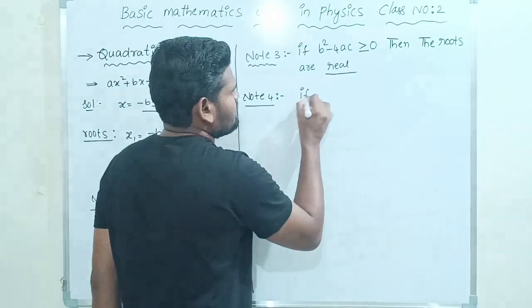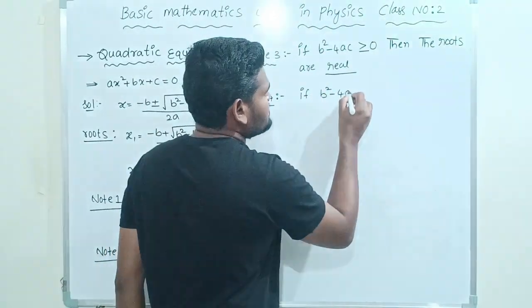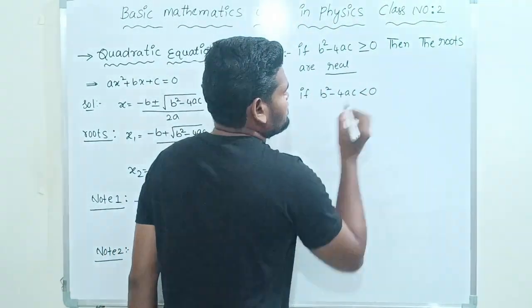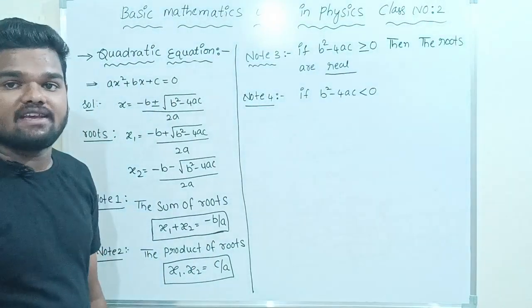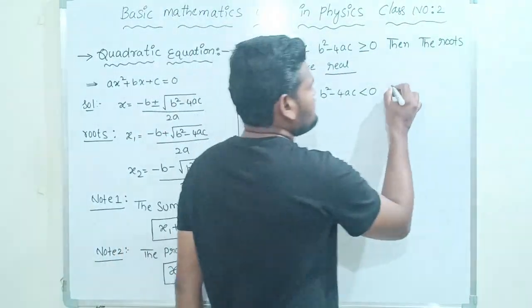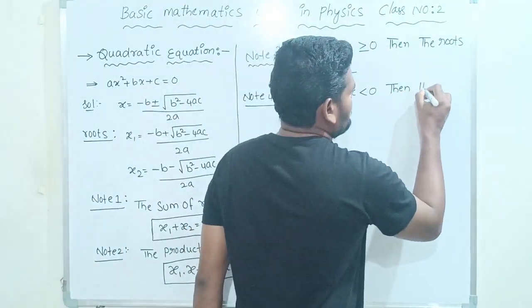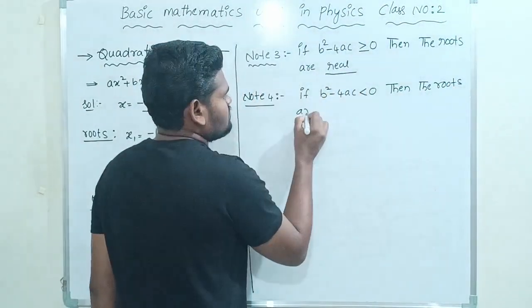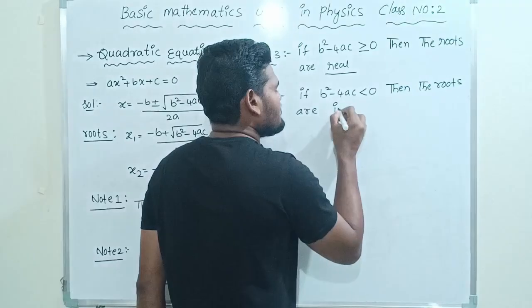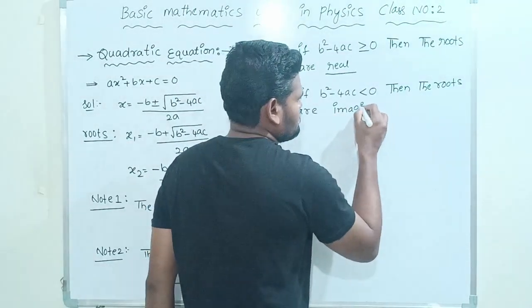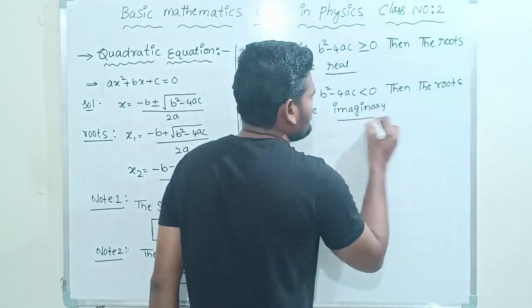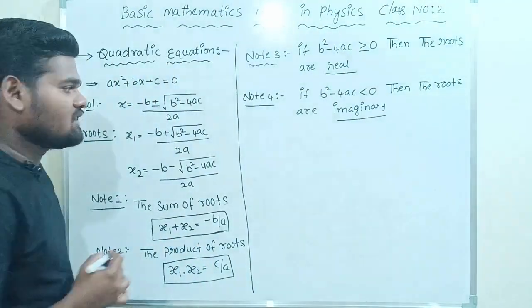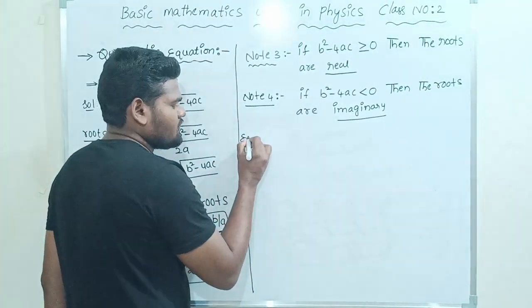If b square minus 4ac is less than 0, then the roots are imaginary. Then the roots are what? Imaginary roots. Let us see one example problem.